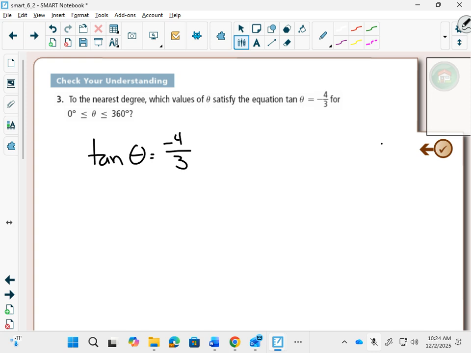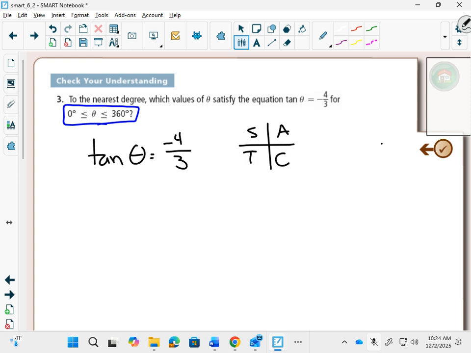And now that we're in grade 11 and we're looking from 0 to 360 degrees, we're going to have to use reference angles and we're going to have to use our CAST rule. So first of all, if we're solving for this, we use our CAST rule to think about where our final answers are going to be.